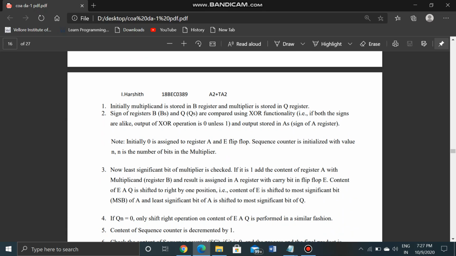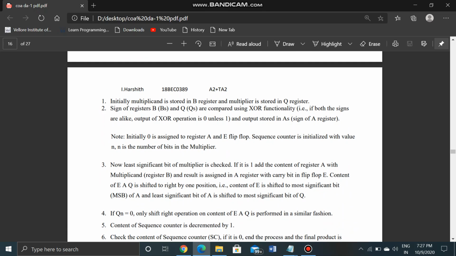So the signs of the registers B and Q are compared using XOR functionality, and the output is stored in the A. Now the least significant bit of the multiplier is checked, and if it is 1, the content of register A is added with the multiplicand, and the result is assigned in the A register with the carry bit in the flip-flop. So the content of E, A and Q is shifted to the right by one position.